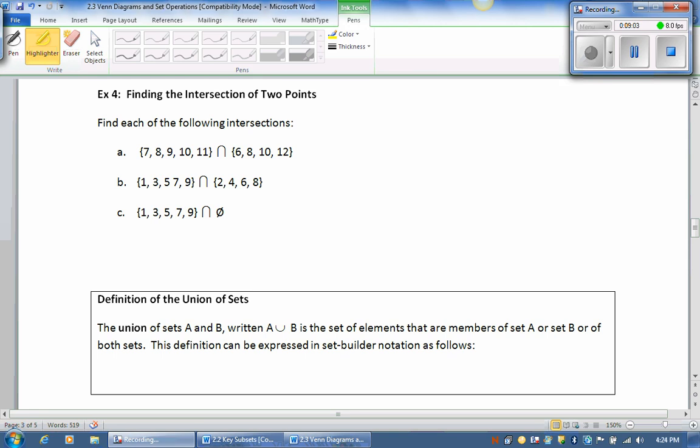If you look at the first set, you've got 7, 8, 9, 10, 11. In the second set, you've got 6, 8, 10, and 12. So what we're going to do is match up what we have that's alike. I've got an 8 here and an 8 here, and I've got a 10 and a 10. So that's what their intersection is going to be: those two values.